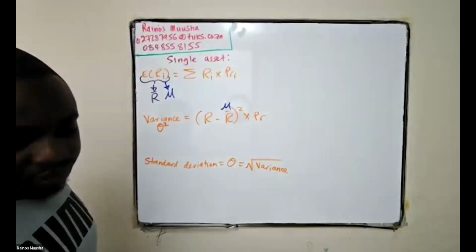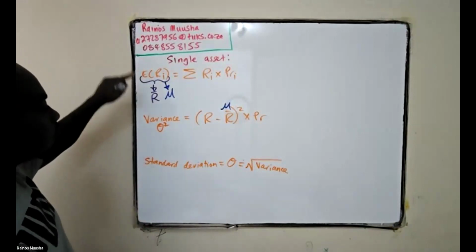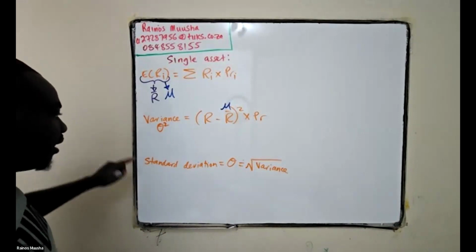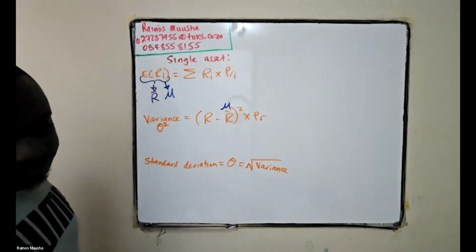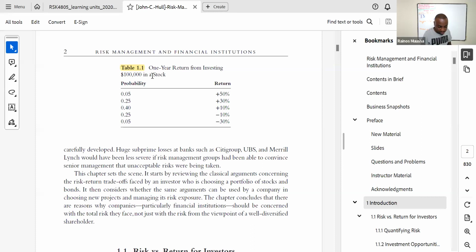From the given information, we now need to determine the expected return, from there the variance, and then from there the standard deviation. Remember, this single asset is the stock that we're investing in. They give us these probabilities, and they also give us these possible returns. So how do we determine the expected return of this stock, and how do we determine the risk of this stock by determining the standard deviation as well?